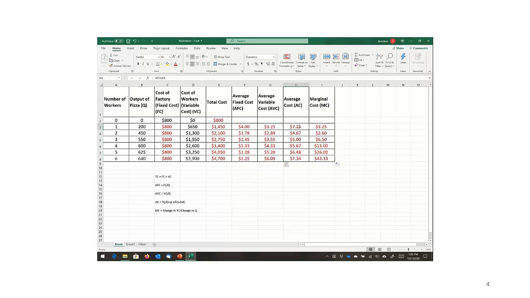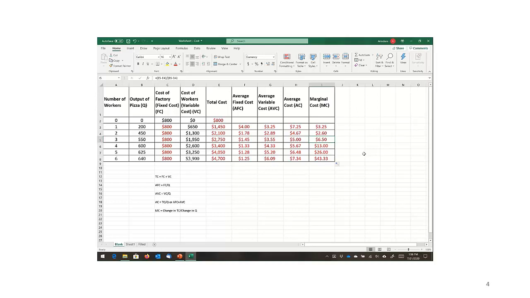Average cost also follows the same structure. It first decreases and then it increases as you produce more. Same is the marginal cost. It decreases first from 3.25 to 2.6 and then it starts increasing. So average cost, average variable cost, and marginal cost will all be U-shaped with respect to quantity. On the other hand, average fixed cost is always declining, which means it keeps on decreasing.